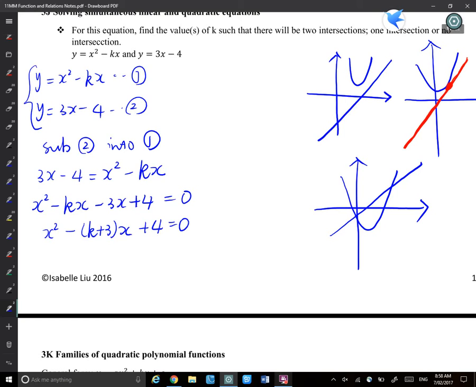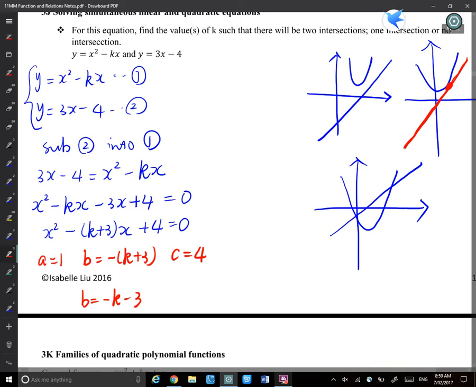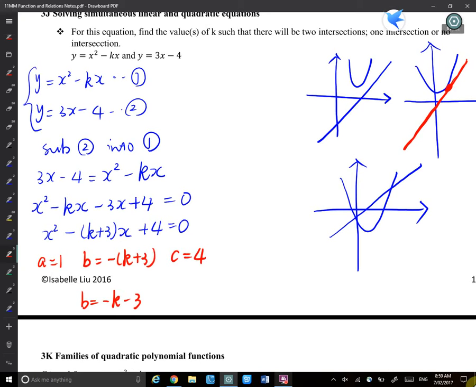Now we think backwards. This is a quadratic, so I will know the a, b, c values. In this case, a equals 1, b equals negative bracket k plus 3, and c equals 4. Or you can write b equals negative k minus 3, which is also fine. Anyway, we will have this.